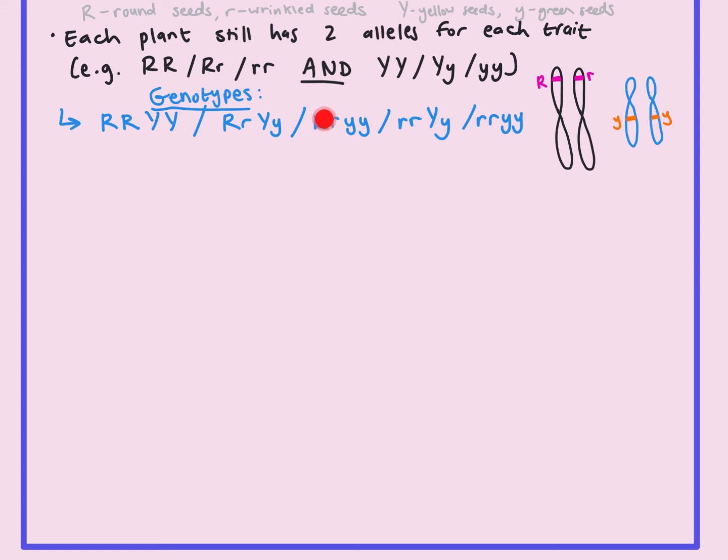One trait can be heterozygous for seed shape. The other trait can be homozygous, recessive in this case. It does not matter the pairings because these are completely independent traits. So now, when we're looking at gamete formation, this is a little bit more complex.